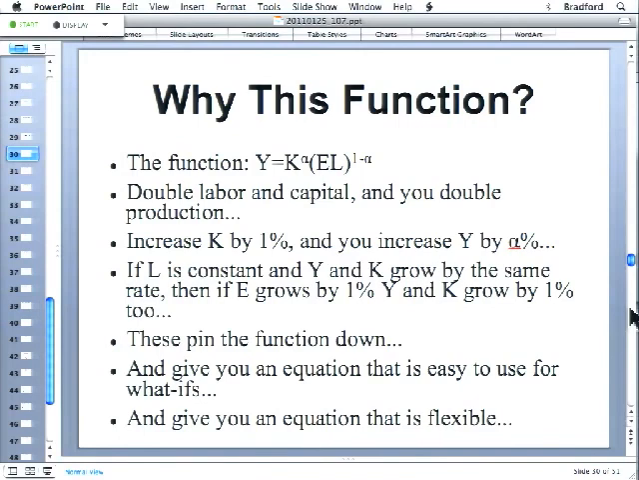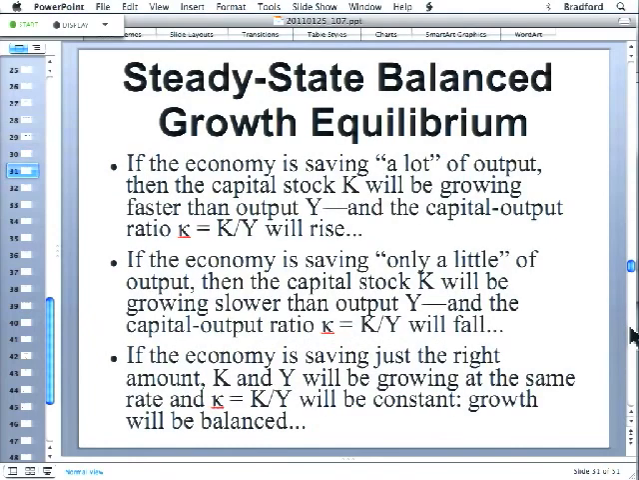The second part of our model is going to say that we're going to want to study economies that are in some sort of balanced growth. We're not going to be terribly interested in situations in which the capital stock in an economy is growing much faster than production, or in which the capital stock is growing much slower than production. Why not? Well, because such situations are unstable and transitory. After all, if the economy is saving a large share of its output, then the capital stock K will be growing faster than output, and the capital output ratio will rise. And as the capital output ratio rises, diminishing returns will set in, and each additional unit of capital is not as productive, and so the growth of the capital stock will slow down. And eventually, the economy will converge to a point at which it's saving just the right amount, where the capital stock and the output level will be growing at the same rate, and thus our little script K, our capital output ratio, will be constant, and growth will be balanced.